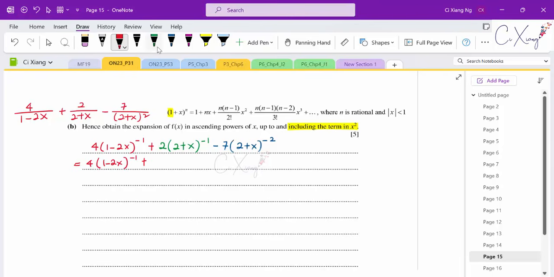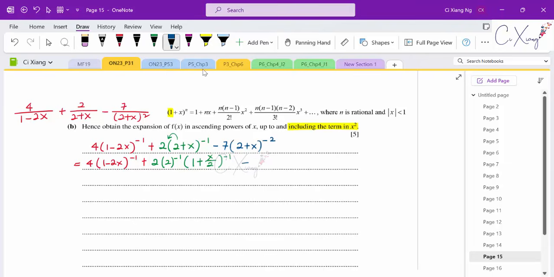For the original 2, I just copy it as a 2. Then I want to take the 2 out from the bracket. When I take the 2 out, it becomes 2^(-1), so my bracket inside will become a 1. When you take the 2 out, the x will be affected as well, so you have x/2, so that when you multiply the 2 back inside the bracket, you get back the x. Then power negative 1 remains.